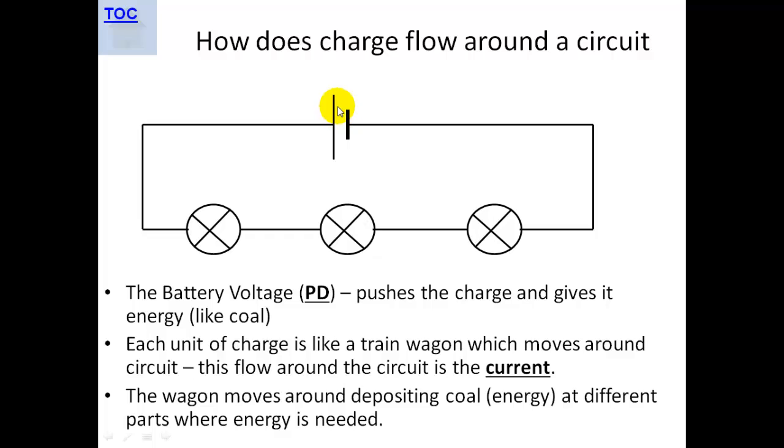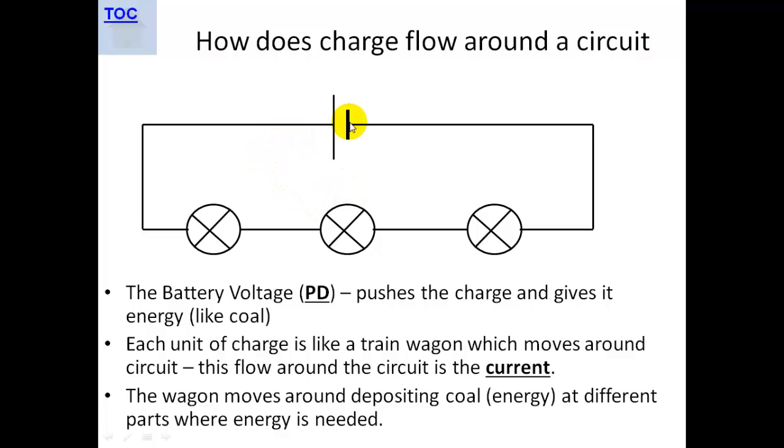Can you imagine coal going in the wagons of a train that go round? Each unit of charge is like a train wagon, like a carriage in a train that carries coal. The same train goes all the way round, but on its way round, it releases some coal, some energy, which is used by this bulb. Some is released by this bulb, and some is used by this bulb. The flow of the carriages is called the current. And this is basically the way it works.